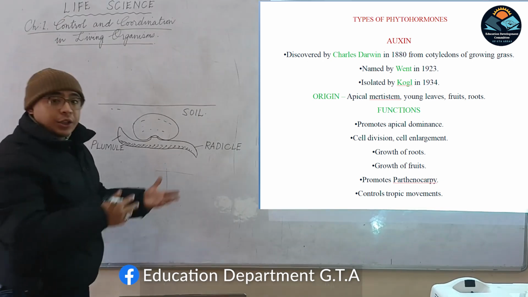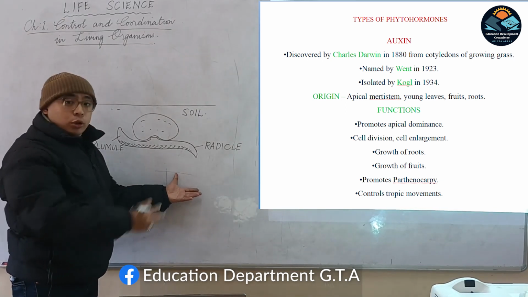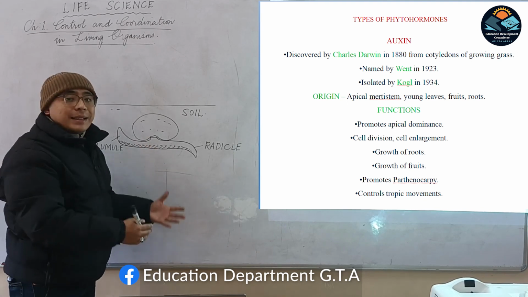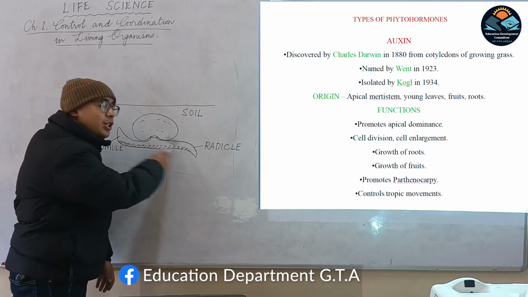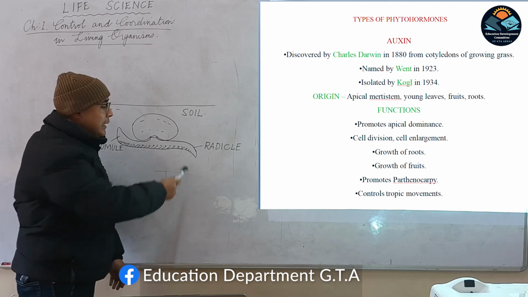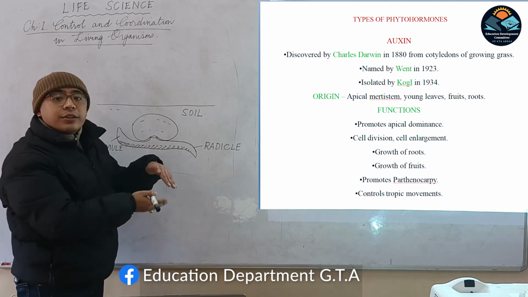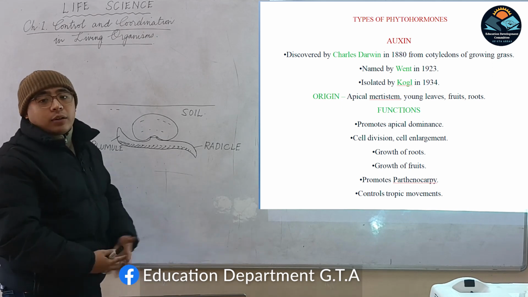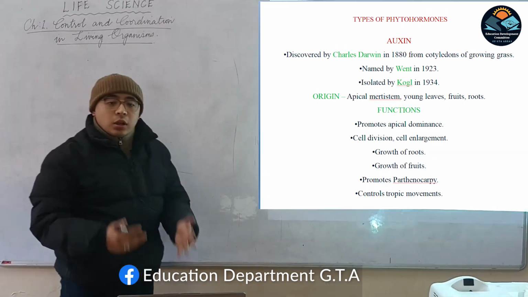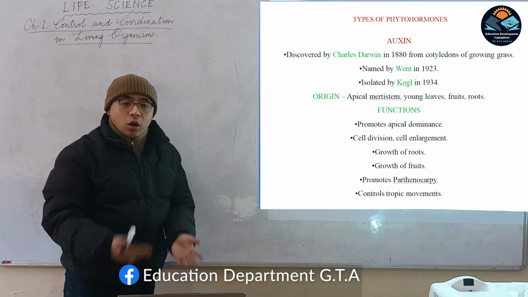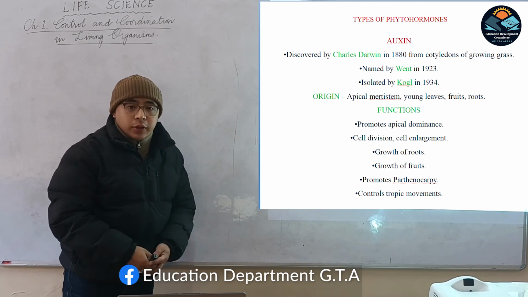So therefore, here, as opposed to the plumule, cell division will take place more on the unshaded portion. And when cell division takes place more on the unshaded portion, it leads to the radicle bending downwards into the soil, giving rise to the root. So we have discussed the first phytohormone, which was auxin, and we looked at its different functions.